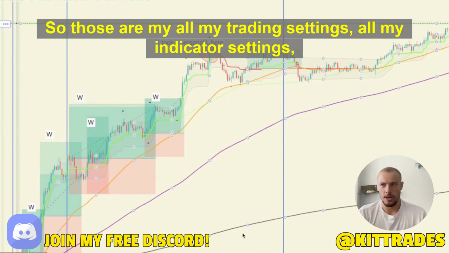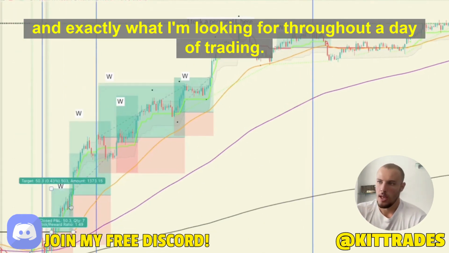Essentially this is right. So those are all my TradingView settings, all my indicator settings, and exactly what I'm looking for throughout a day of trading.